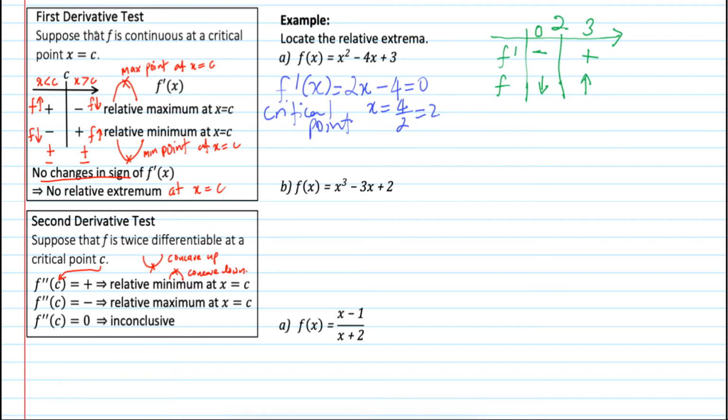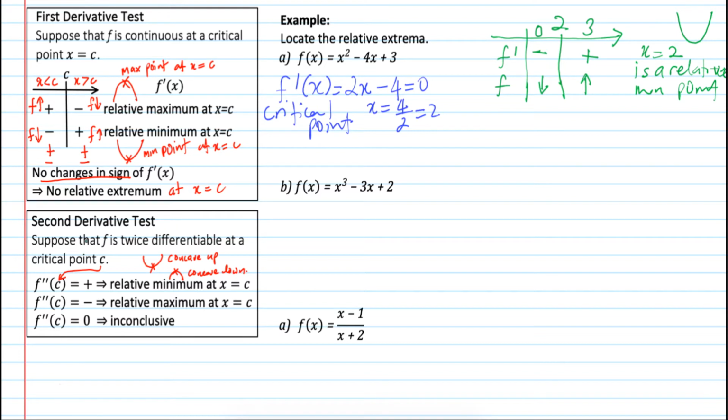So according to the first derivative test, x equal to 2 is a relative minimum point. Because you have something like this, going down and up.